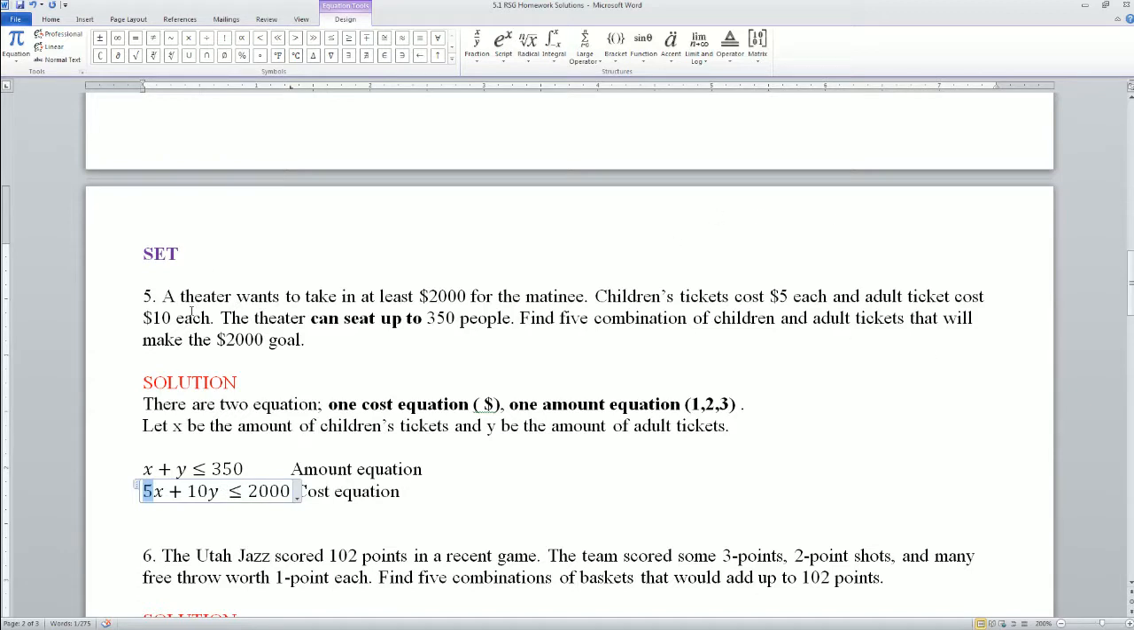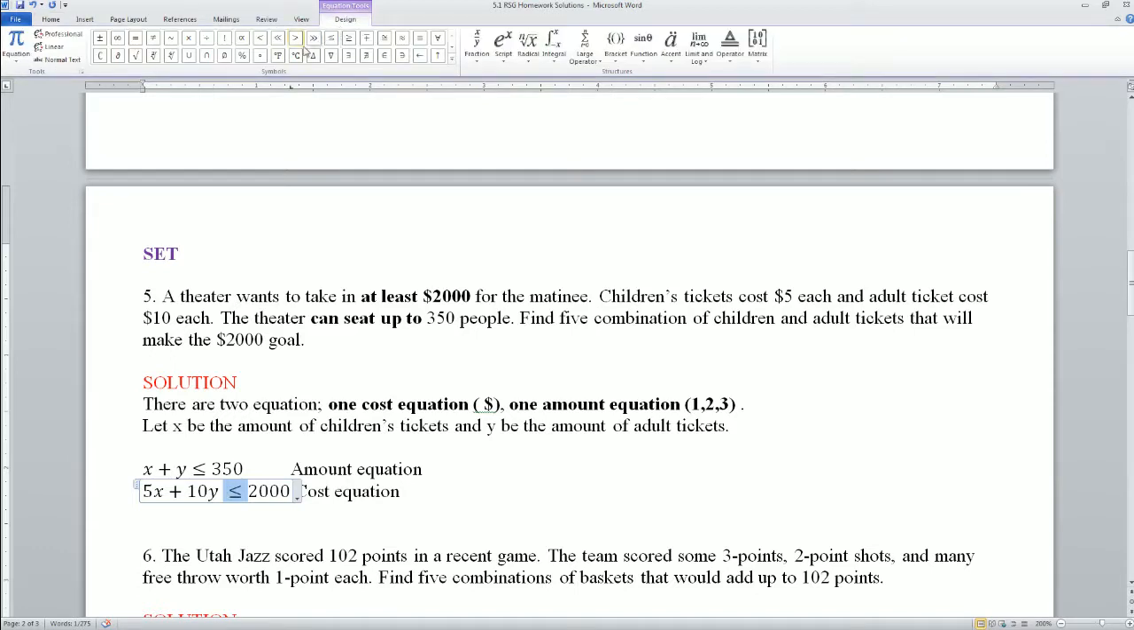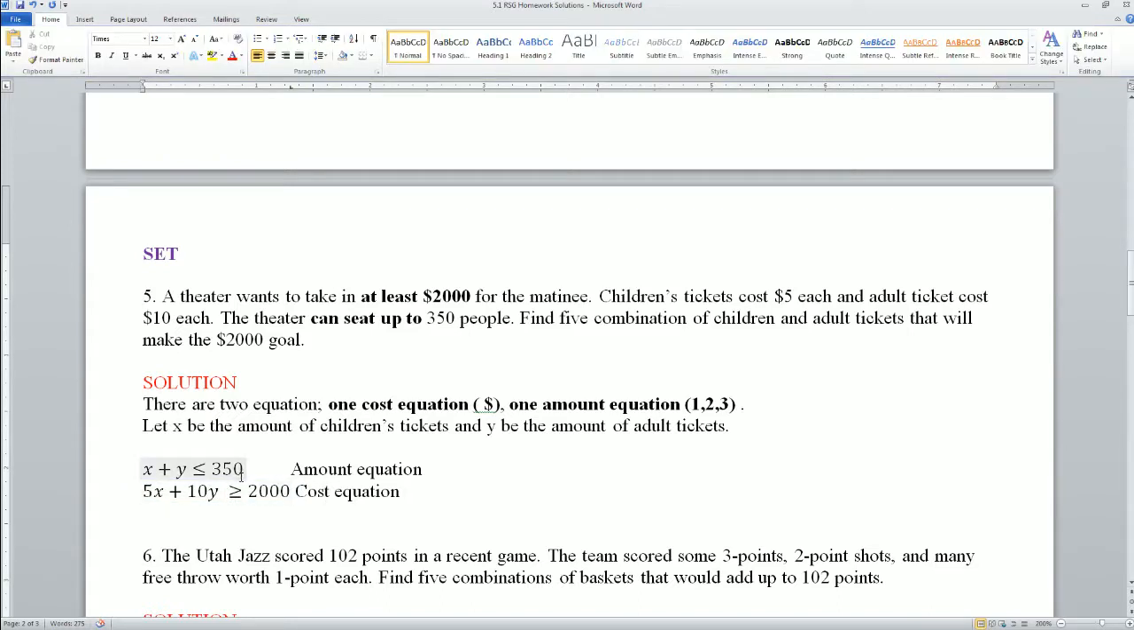No, remember they want to at least take that in. So we want that to be more than, right? Because that's the bottom value. So they want to at least make 2,000. They could make more. They could make 2,005, 2,500, 3,000, right? They want to make more than that. Okay. So here are your two equations.